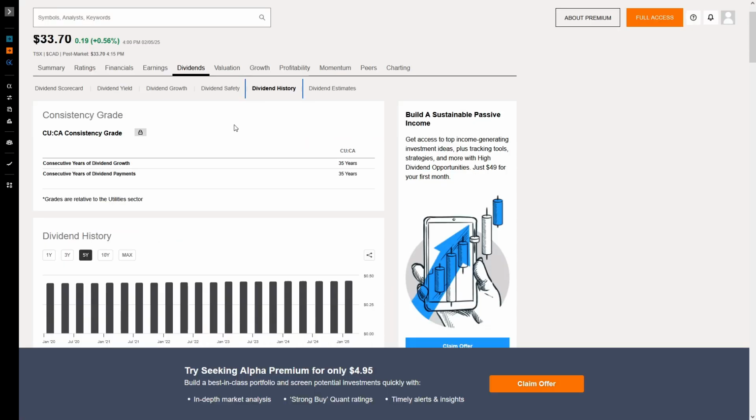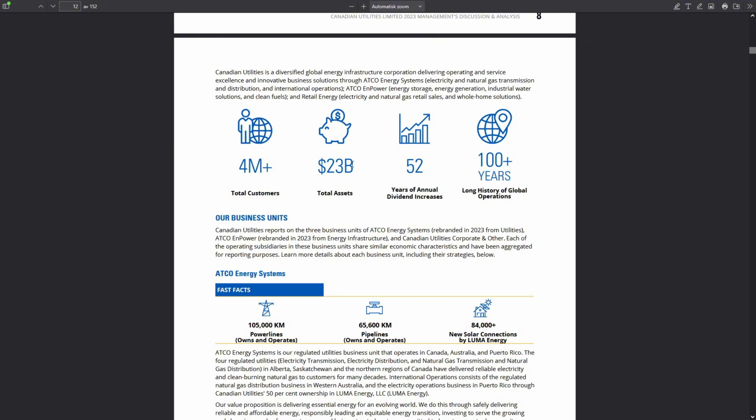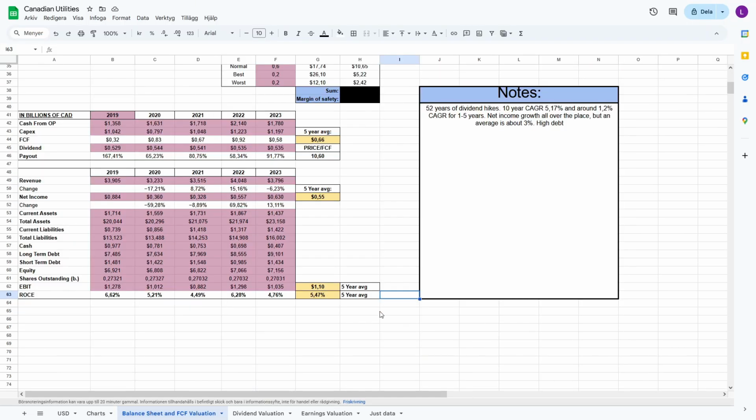Now that we have the numbers, we're going to check the dividend history and the growth of the dividend. Here we can see the company has hiked their dividend for 35 consecutive years. But checking the annual report of the company, they stated they hiked the dividend for 52 years, making them a dividend king. I have entered it in my spreadsheet along with the growth for earnings. The earnings growth was up some years and down some, but we're going to use an average of 4% since it's the long term that matters.